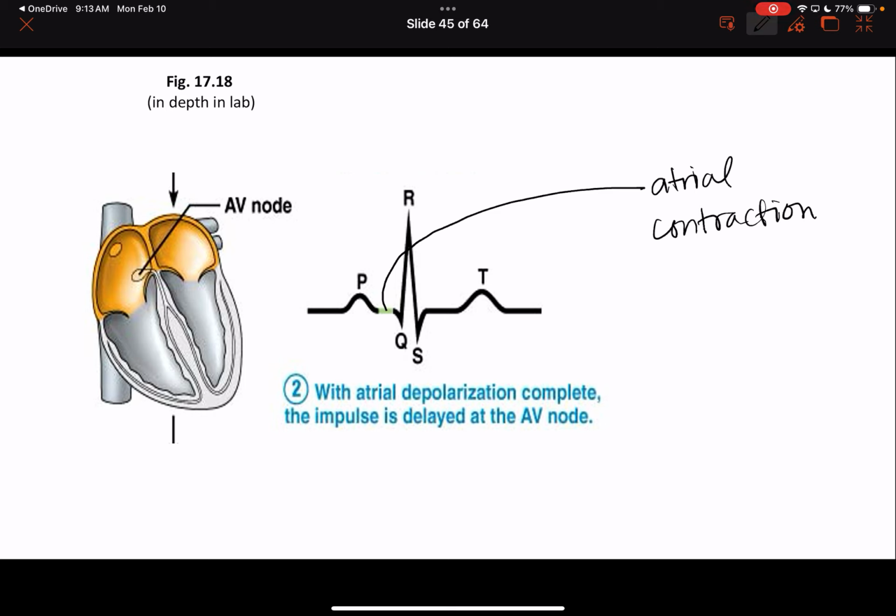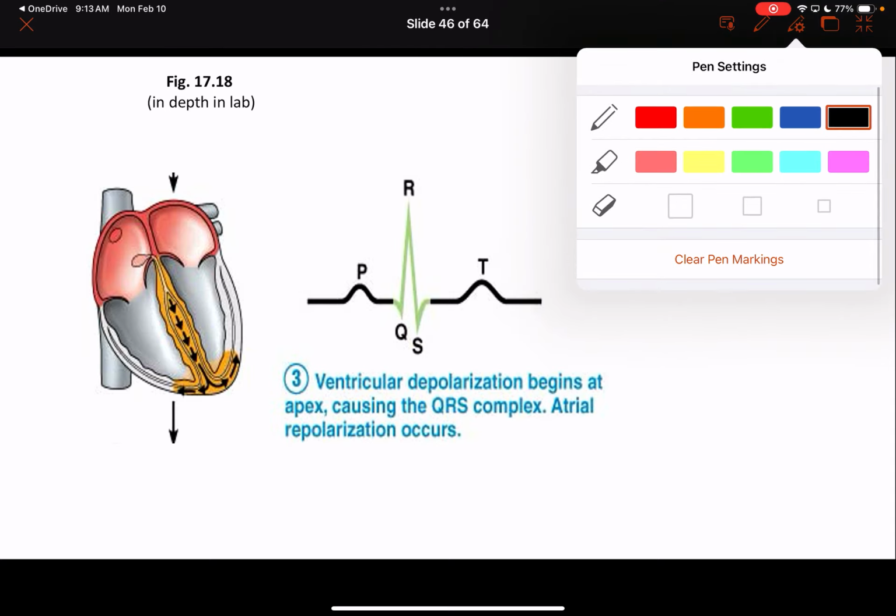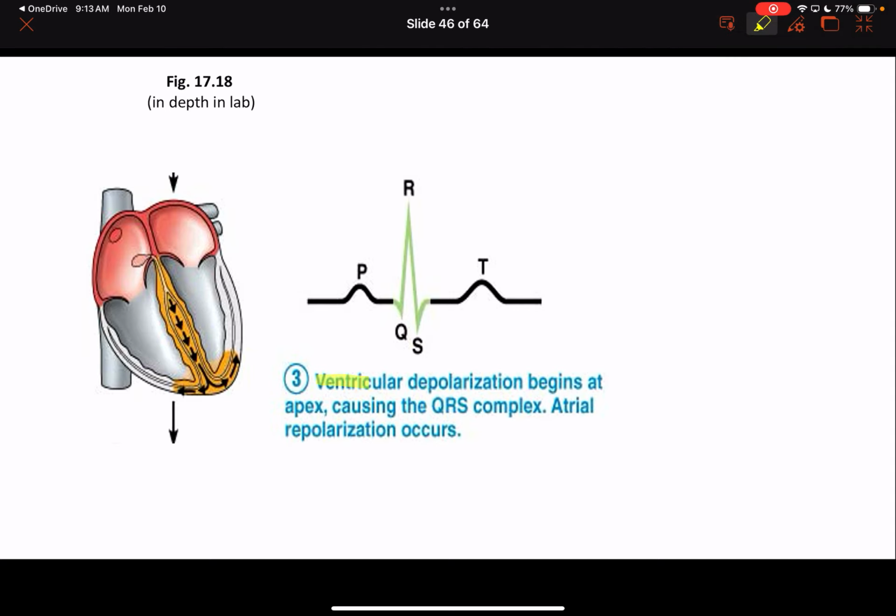And remember, there is an impulse delay between when the atria get excited and when the ventricles get excited. And we need that so that they contract at different times. So after that impulse delay, after the atria contract, we have the QRS complex. The QRS complex is showing us ventricular depolarization. So what you're seeing, this QRS complex, is only ventricular depolarization.